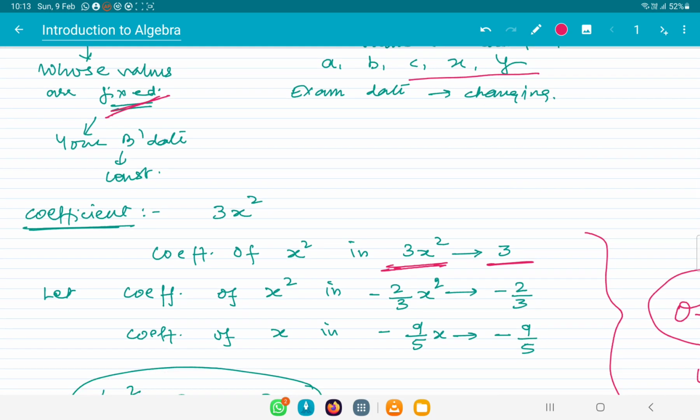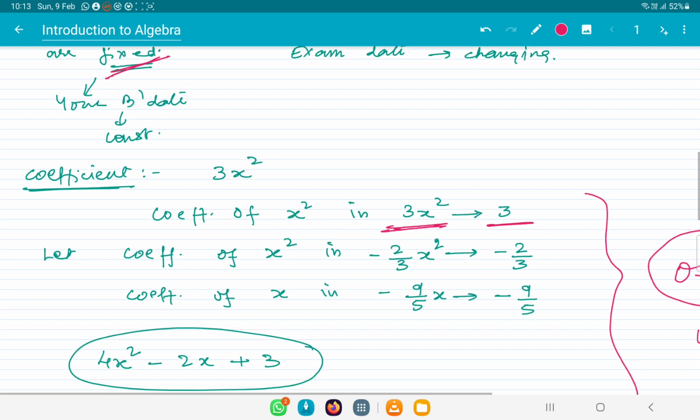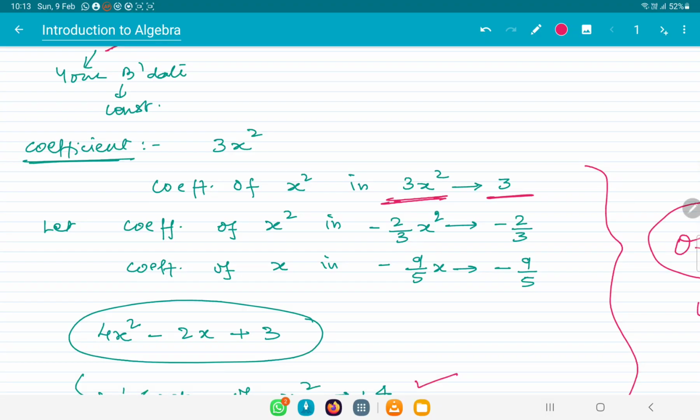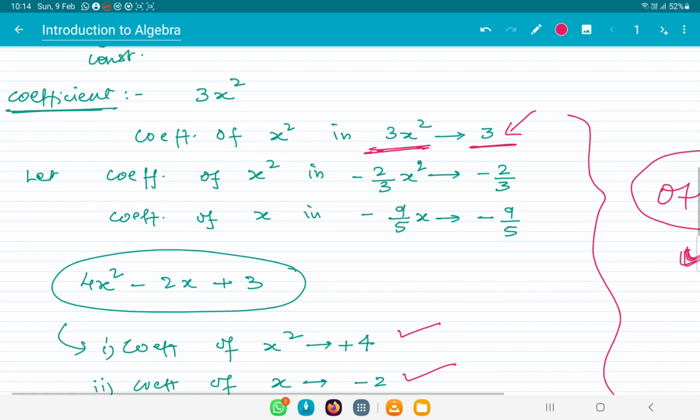Now we are seeing how to find the coefficient in an algebraic expression. Suppose you have 3x square. In 3x square we want to find the coefficient of x square. What will be the coefficient of x square in 3x square? It is plus 3. Next, you have to find the coefficient of x square in minus 2 by 3 x square. So it will be minus 2 by 3. Next, coefficient of x in minus 9 by 5 x. So it will be minus 9 by 5.